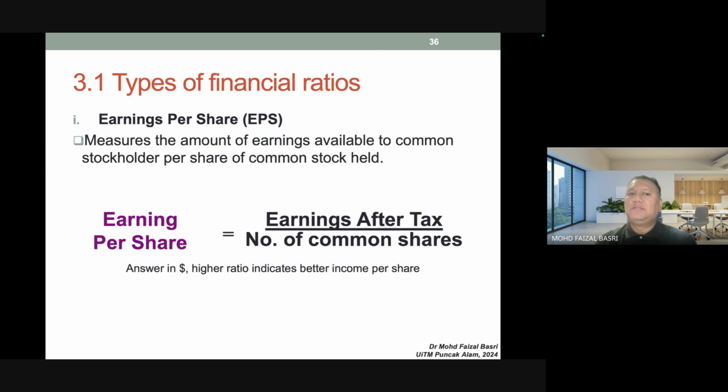Alright, so for example this one, earning per share. So earning per share formula dia is earnings after tax, which is net profit, net income, and we're going to divide it with the number of common shares. Number of common shares ni sometimes is also known as number of shares outstanding. Selalunya kita guna initials NOSO tu lah, number of shares outstanding. So number of shares outstanding ni represent the number of shares out in the market. Ada berapa unit shares kat dalam market sekarang. Selalunya jumlah dia in thousands lah.